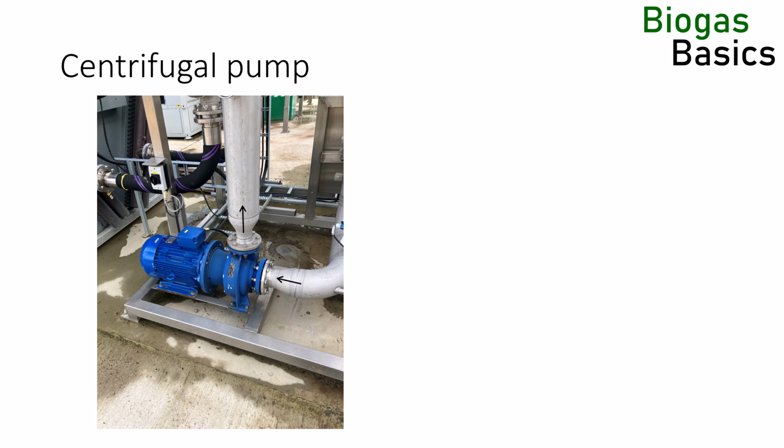On biogas plants, centrifugal pumps are mostly used in warm water systems and for pumping surface water. Centrifugal pumps are dynamic pumps. They rely on the kinetic energy of an impeller to pump a liquid. They are not self-priming, meaning if the suction side is filled with gas, the pump will not pump but run dry.